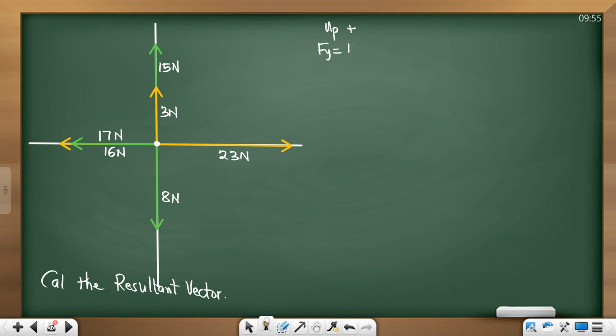Fy will be what? 15 plus 3 minus 8. Is that what we have? 15 plus 3 is 18. 18 minus 8, 10. All right. 10 newtons where? Up. Okay. Horizontally, what do we have? Let's choose right as positive. So what is Fx going to be? 23 minus 17 minus 16. Do we agree? Yes. So what's our answer here? 10. Oh, 10 as well, but negative 10. Is that fine?